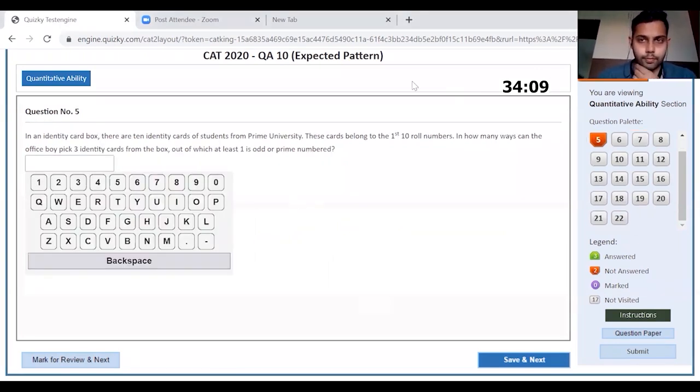SITA again, okay. Identity card box, 10 identity cards of students. These cards belong to the first 10 rows. How many ways out of which at least one is odd or prime?